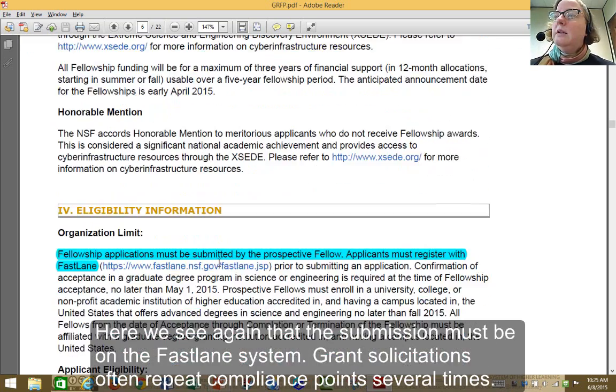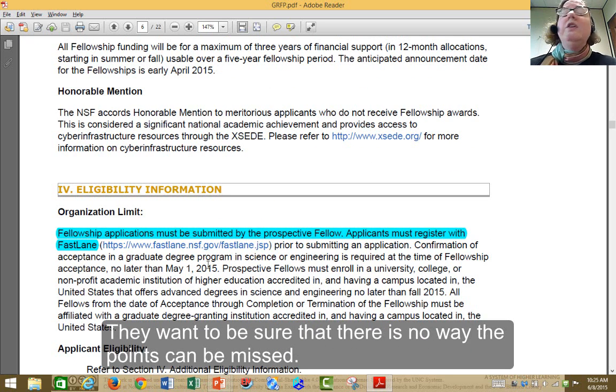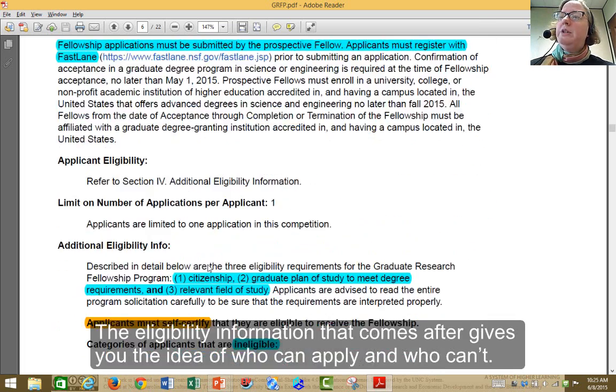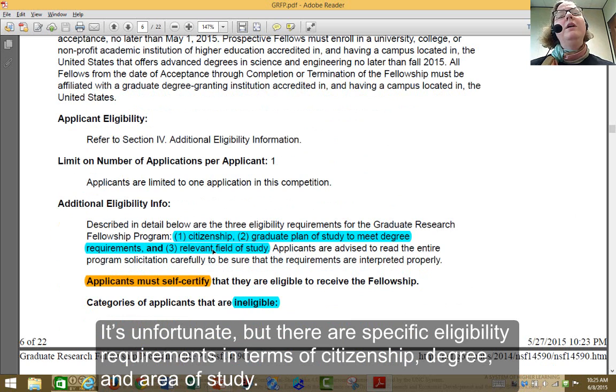Here we see again that the submission must be on the fast lane system. Grant solicitations often repeat compliance points several times. They want to be sure that there is no way that the points can be missed. The eligibility information that comes after gives you the idea of who can apply and who can't. It's unfortunate, but there are specific eligibility requirements in terms of citizenship, degree, and area of study.